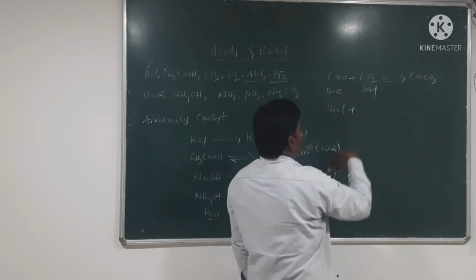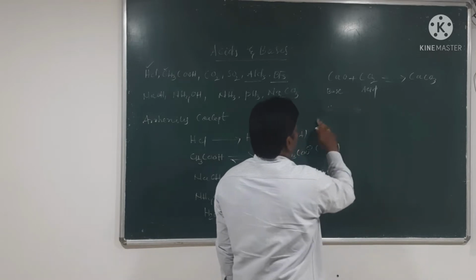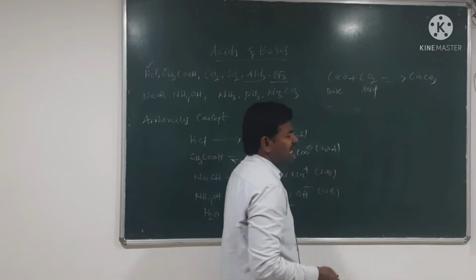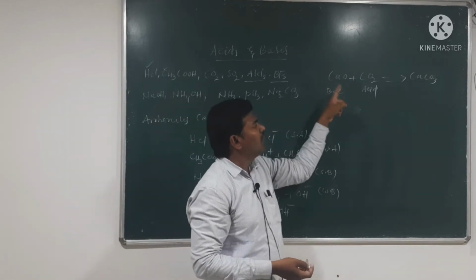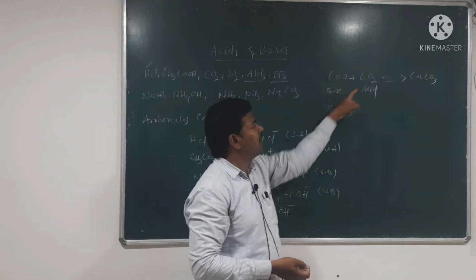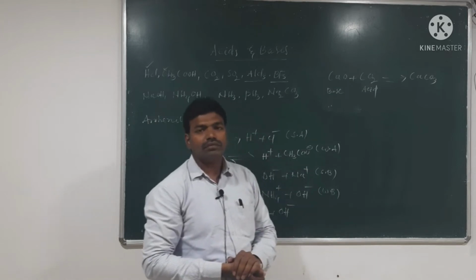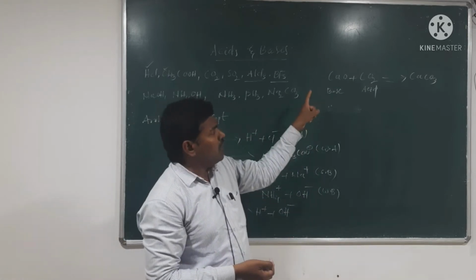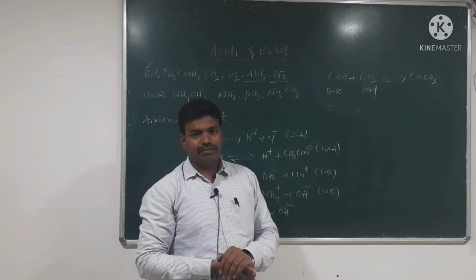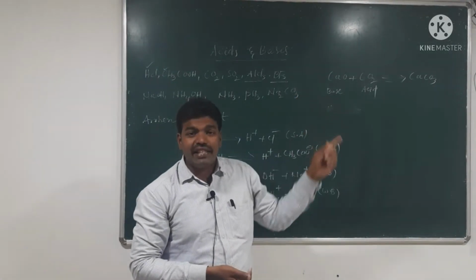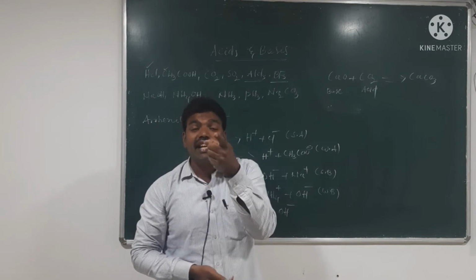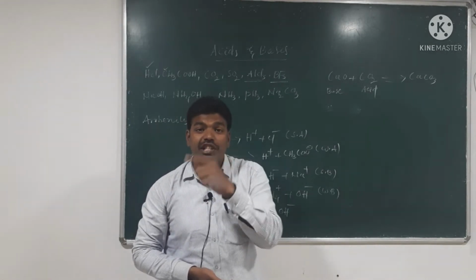HCl plus, let us take another example. I shall explain this concept with this example. So, according to Arrhenius, an acid-base or neutralization reaction is the reaction between H plus and OH minus ions.